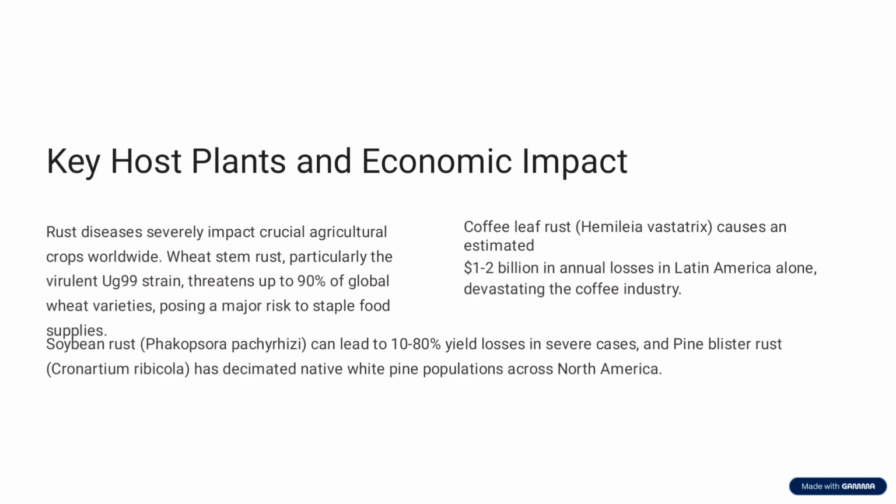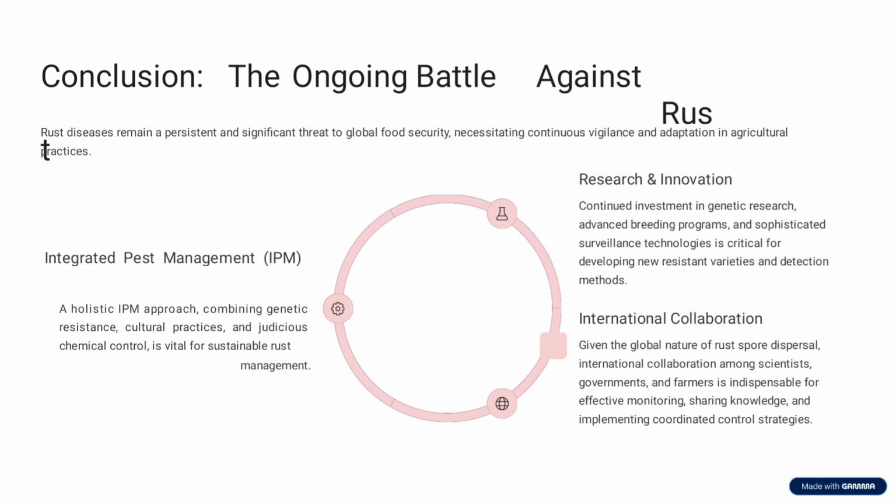Key host plants of economic importance: coffee plants are mainly affected, causing 1 to 12 billion in annual losses in Latin America, which is the devastation of the coffee industry. Soybean rust leads to 10 to 80% yield loss. A severe case is white pine blister rust, affecting the white pine population across North America.